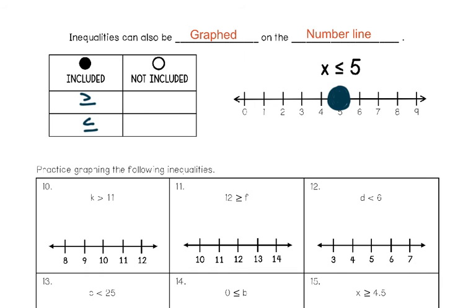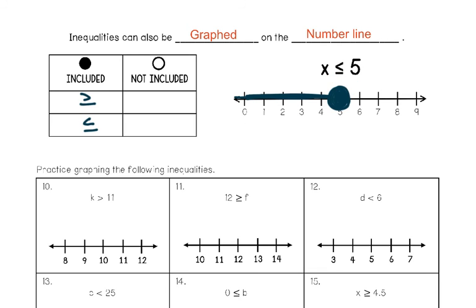There's one extra step to this. Since x is all numbers that are less than 5, we want to also shade. So when you graph inequalities, you're going to want to shade all the numbers that that's true for. So if it's numbers that are less than 5, I'm going to want to shade these numbers. 0 is less than 5, 1, 2, 3, 4, etc. Those are all numbers that are less than 5.